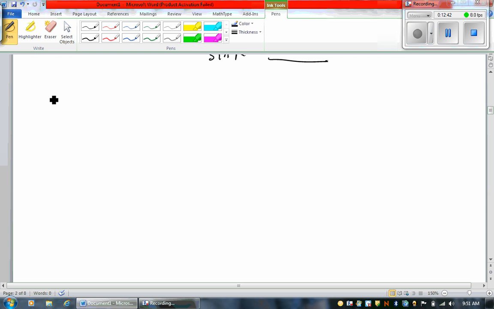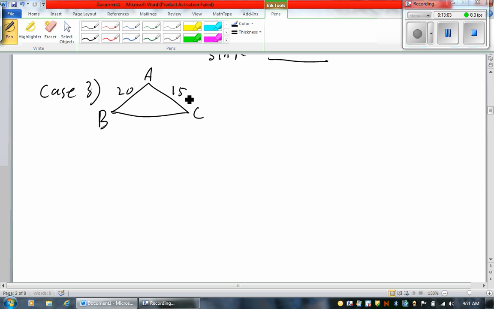Okay, moving on to case 3. We have a triangle ABC, and we know that side little c is 20, side little b is 15. We don't know side little a, but we do know that angle B is 29 degrees. And we would like to solve for angle C.